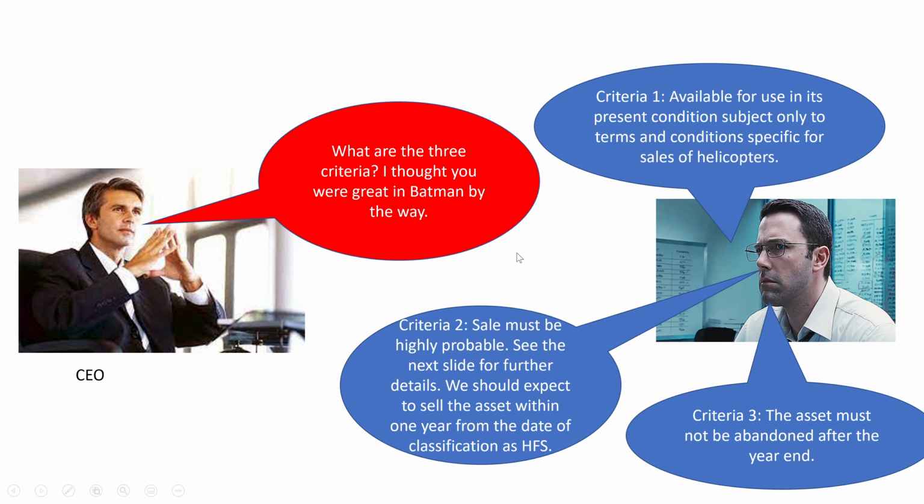And the third criteria is that the asset must not be abandoned after the year end. If we have abandoned the asset after the year end, then it shouldn't have been a held for sale asset in the first place. So we have to consider what's happening after the year end as well, in order to determine if the classification is correct. And if you're an auditor, you'd probably look at what's happened after the year end.